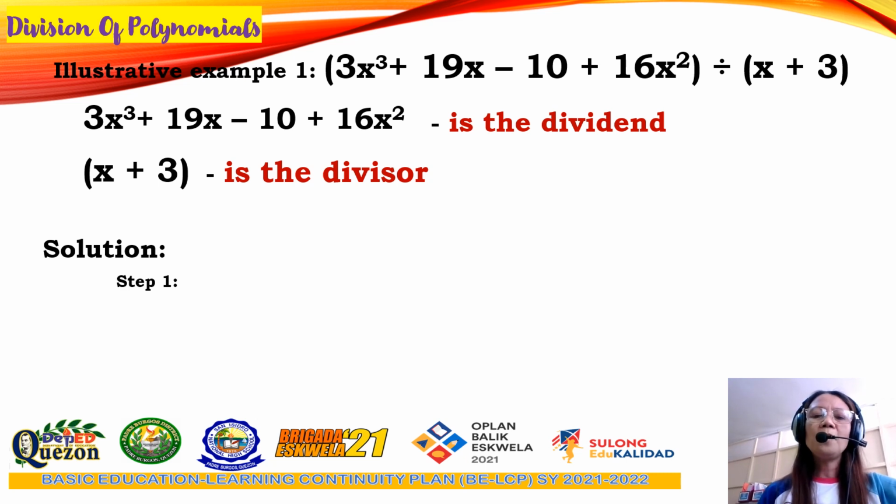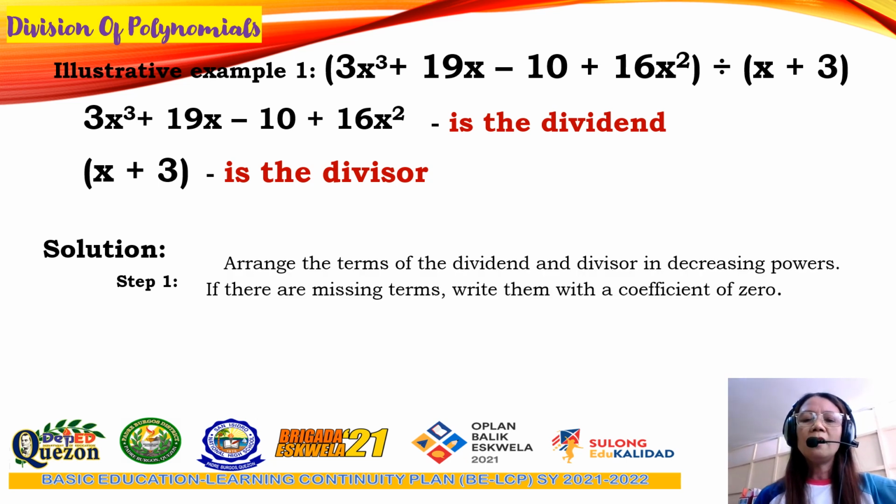Ang unang step na pinakamahalaga sa lahat at kailangang magawa muna natin ng tama is this. Arrange the terms of the dividend and divisor in decreasing powers. If there are missing terms, write them with a coefficient of 0.